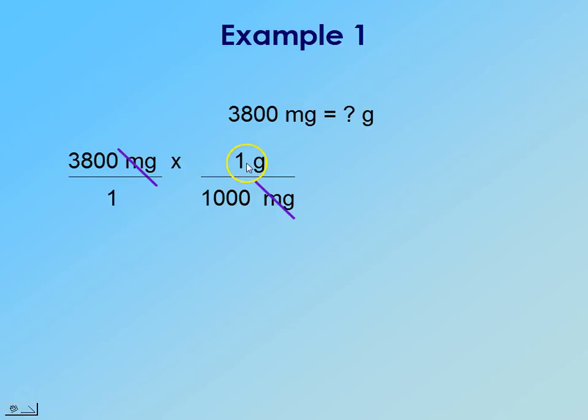We would multiply the 3,800 and the 1 together, divide by the 1 and 1,000. This does not affect my significant figures, neither does the 1. So we're only dealing with the 3,800 having sig figs, and that number has 2. So when we do the math through, we would get 3.8 grams.